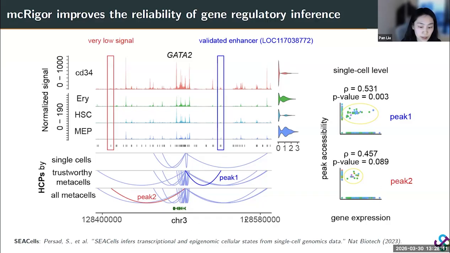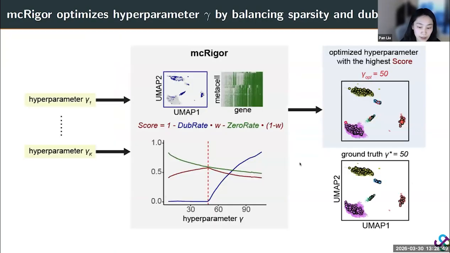And also using our mcRigor, we are able to identify one additional highly correlated peak with the GATA2 expression, which is this blue one. And this peak indeed shows some significant correlation with the GATA2 expression at the single-cell level. And actually this peak has already been validated as an enhancer for GATA2 in previous studies. And all of these results affirm that our mcRigor method can further rectify the results to make the whole analysis more rigorous. And so far we have talked about mcRigor's first functionality, how to identify dubious metacells.